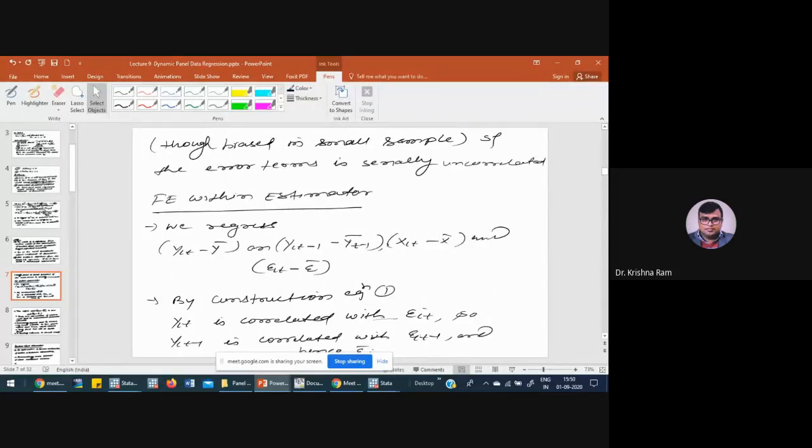Now let's move on to another estimator, which we call the fixed effect within estimator. For using that, we transform our regression model by subtracting the average value of each variable for each cross-sectional unit. In that case, we run a regression of y_it minus y bar_i on y_it minus 1 minus y bar_i minus 1, x_it minus x bar_i, and epsilon_it minus epsilon bar_i.